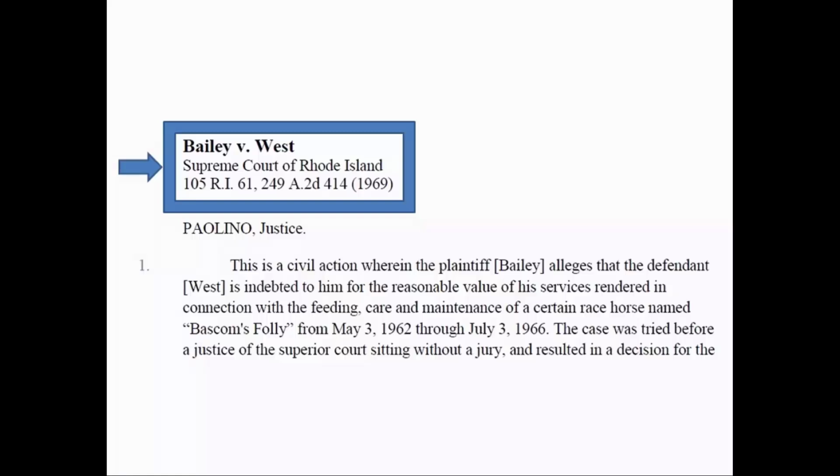Second, we learn what court, the jurisdiction in which the case has been decided. The Supreme Court of Rhode Island in this case. Third, we learn where to find this opinion. So these numbers look a little incomprehensible, but they're actually pretty straightforward.